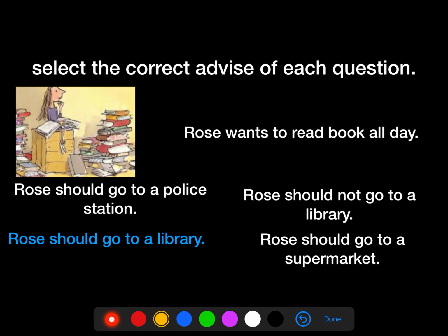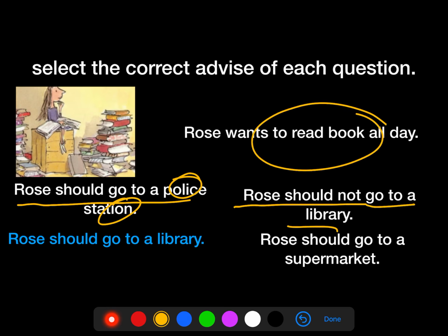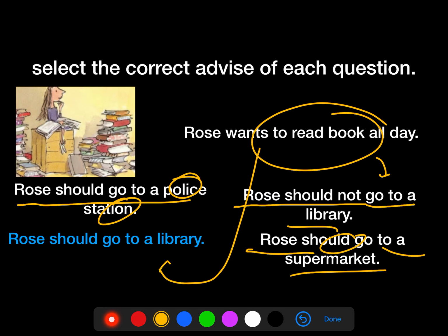Which would be the correct advice for Rose? The answer is library. Rose should go to a police station. Has he done something wrong? No. Rose should not go to a library. She wants to read a book, then she needs to go to library. Rose should go to a supermarket. Does she want to eat something as a dinner or breakfast, lunch? No. Rose wants to read book all day. So the answer is Rose should go to a library. This is the correct advice for Rose.